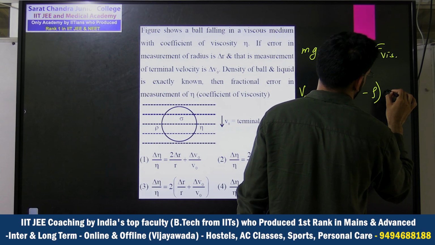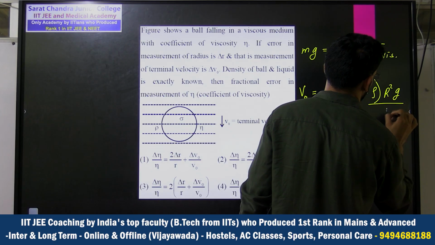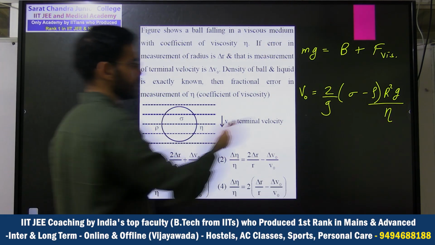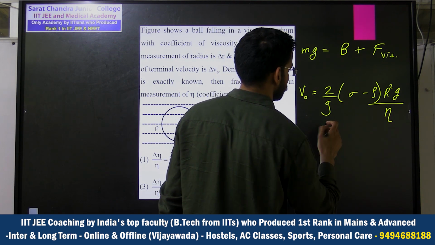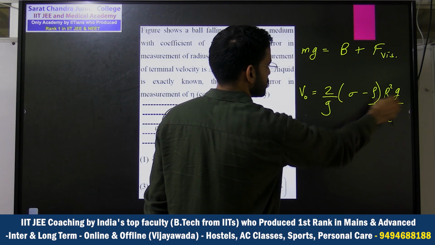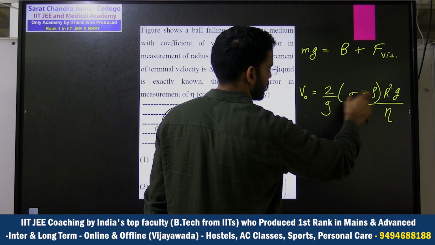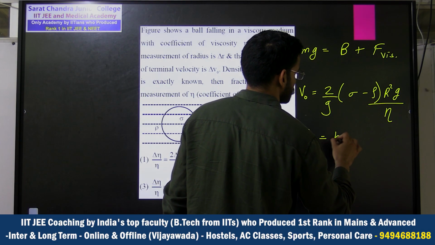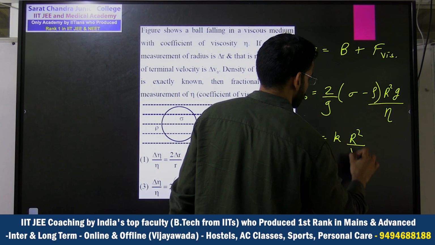And here r square g by eta. Okay, this was the formula. So here if he is talking about eta, you bring eta this side and v naught that side. Okay, and r and v naught are what we measure, g is constant, and 2 by 9 is a multiplication factor. So eta you can say is some constant into r square by v naught, right?